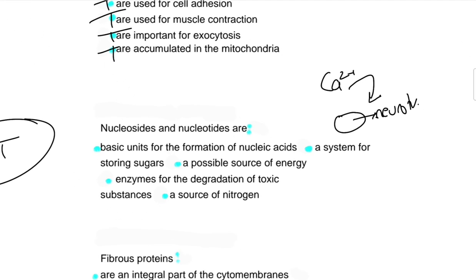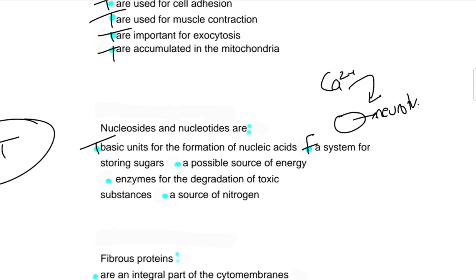Nucleosides and the nucleotides are basic units for the formation of nucleic acids, a system for storing sugars, a possible source of energy, enzymes for the degradation of toxic substances, a source of nitrogen. So nucleosides and the nucleotides, basic units for the formation of the nucleic acids, this is right. A system for storing sugars, this is wrong.